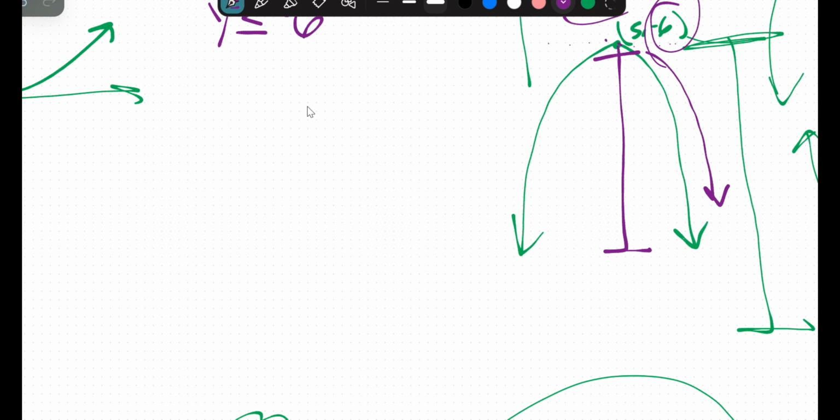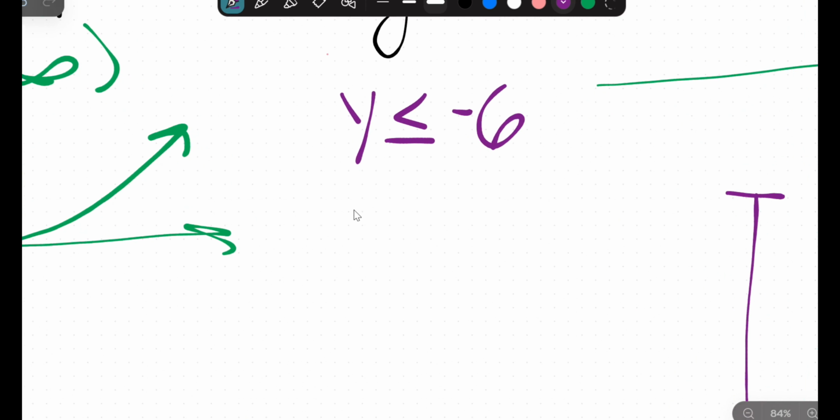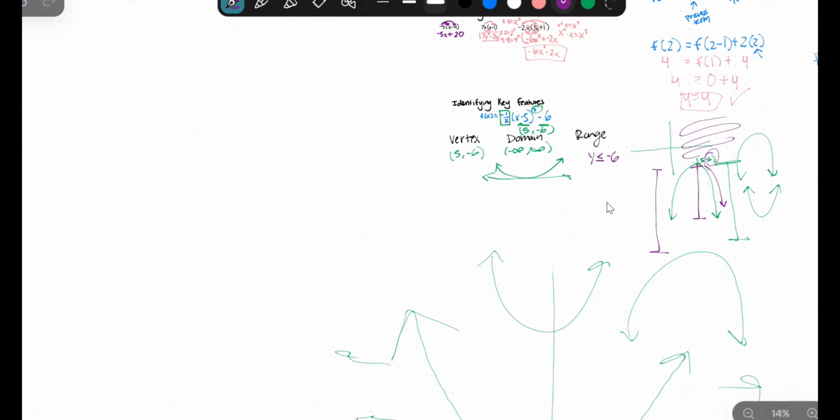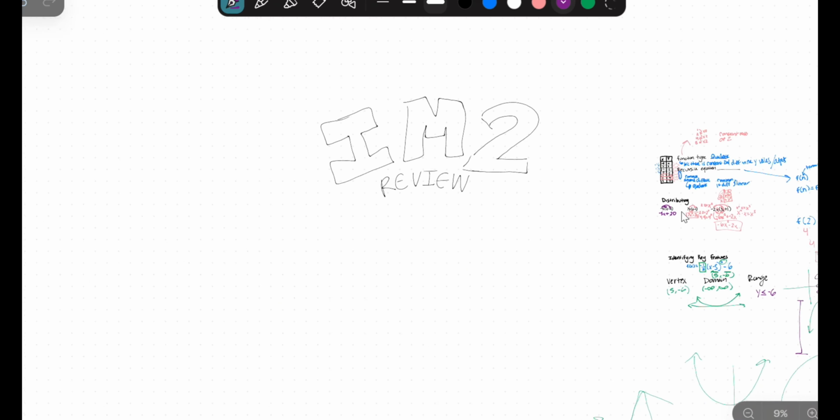Yeah, the main thing to remember with the range is that you have to look at both your vertex and your leading coefficient to see if the y value for that vertex is going to be your maximum or your minimum. Okay guys, that is it for this video's IM2 review.